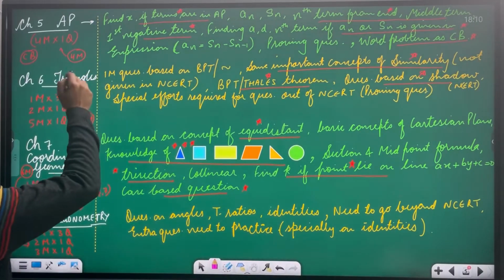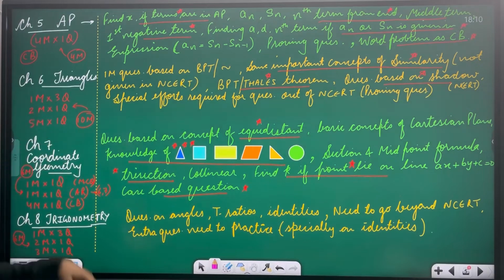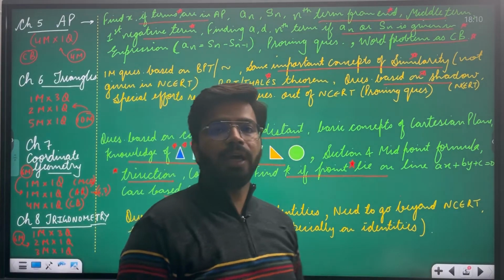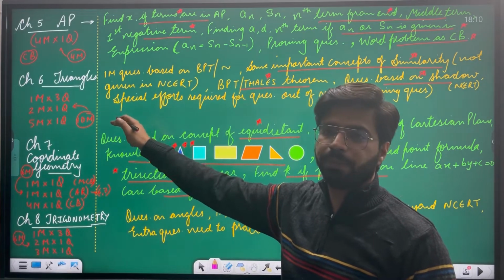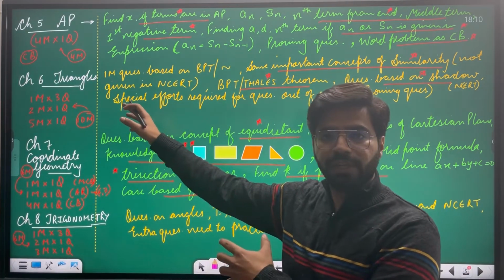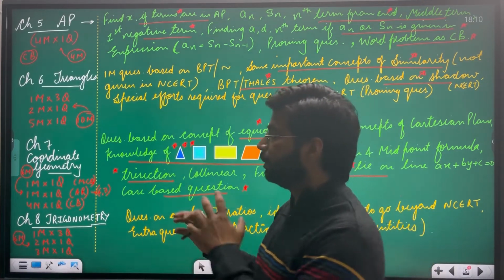Now triangles. In these triangles we have 1 mark question 3, and 2 mark question only 1, and 5 mark question only 1. Total 10 marks of triangles you may see in your upcoming board exams. So this is according to CBSE sample paper, but they may change a little, but we know that if this much weightage is given in sample paper, so it will be nearby this.